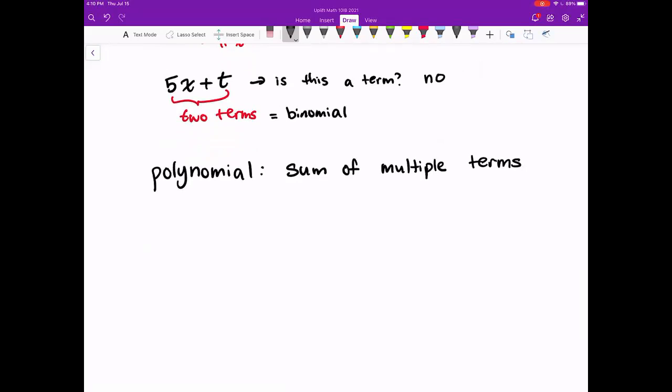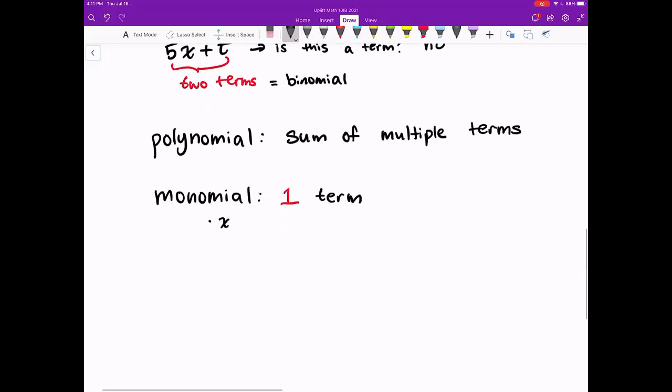So our first polynomial is what is called a monomial. A monomial is technically just an interchangeable name for a term. There's essentially just one term. So for example, x, or like 4x squared. Those would be a monomial, or you could just also call them a term.